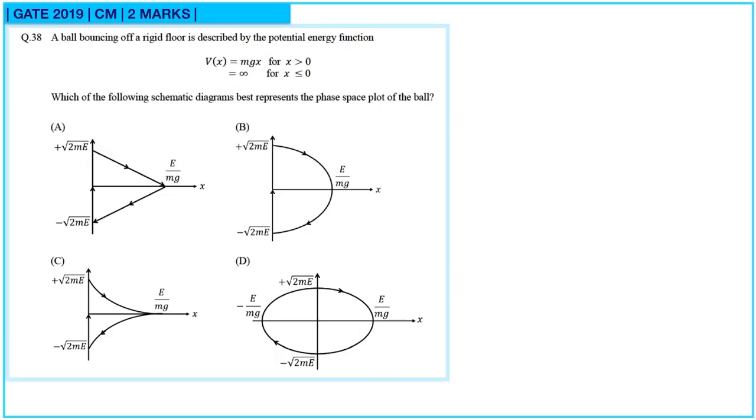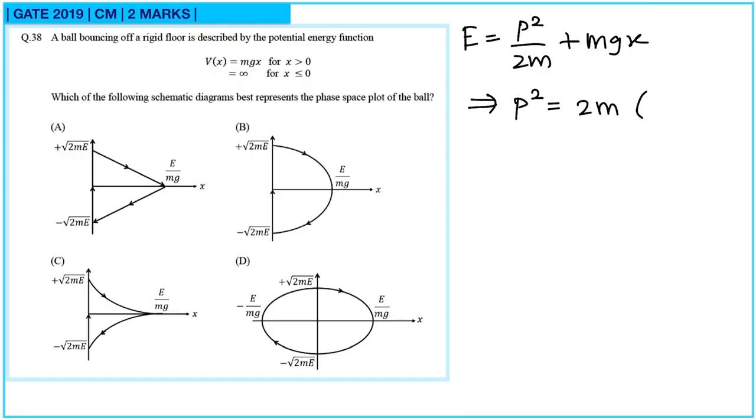Next question. A ball bouncing off a rigid floor is described by the potential energy function V of x is equal to mgx for x greater than 0 and infinity otherwise. Now total energy E is equal to p square by twice m plus mgx. So from here, in that region only, and for this case p square is equal to twice m times E minus mgx. So it is dependent on x but with minus sign, so it will be a parabola like this. So option B is correct.